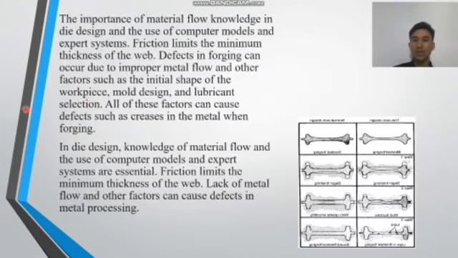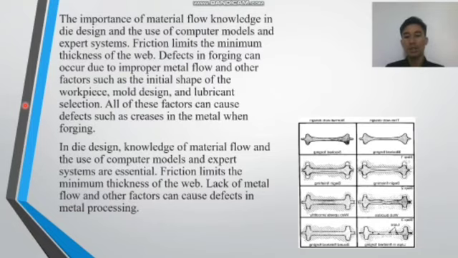The importance of material flow knowledge in die design and the use of computer models and expert systems. Friction limits the minimum thickness of the web. Defects in forging can occur due to improper metal flow and other factors such as the initial shape of the workpiece, die design, and lubricant selection. All of these factors can cause defects such as creases in the metal when forging.